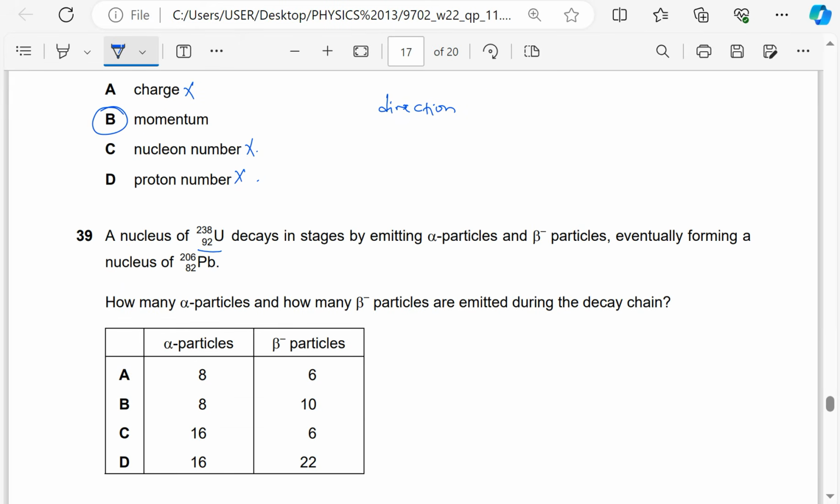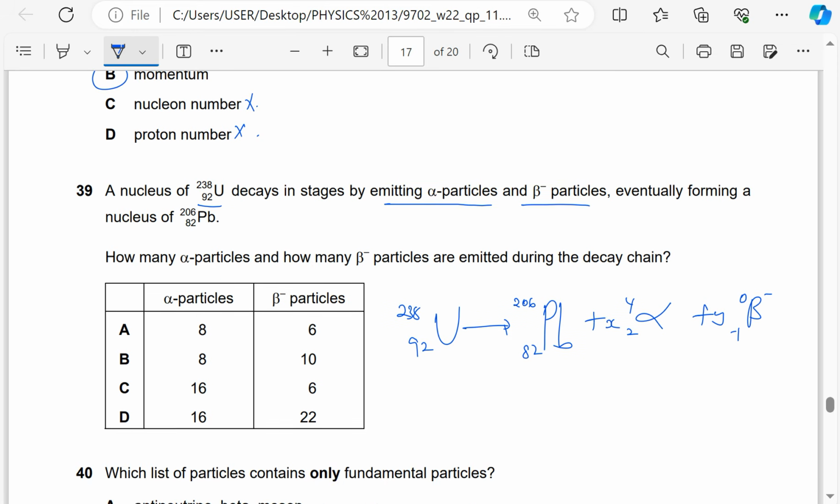A nucleus of uranium-238 decays in stages by emitting alpha particles and beta minus particles, eventually forming a nucleus of lead. So we have uranium-238, 92, giving us lead, which is 206, 82. It is giving us alpha, that is 4, 2. It is giving us beta minus, which is 0, -1. Let's say it is giving us X alpha particles and Y beta particles. How many alpha particles and how many beta particles are emitted?